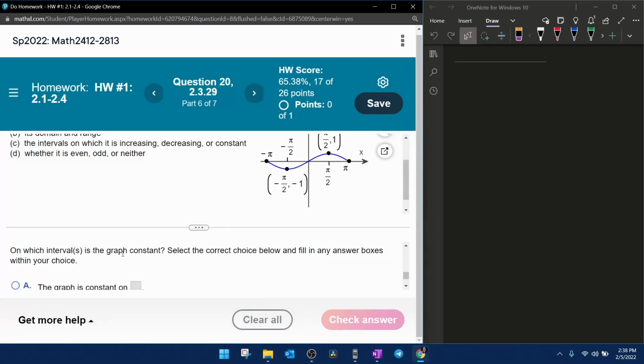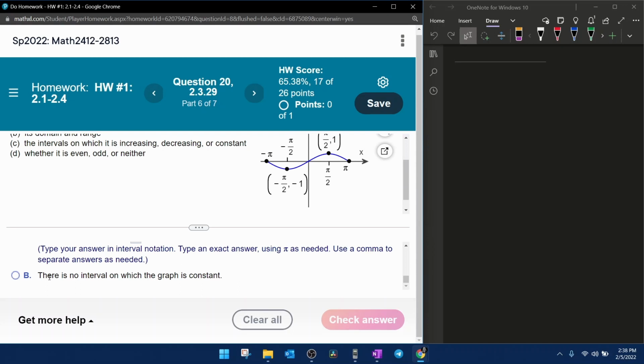On which intervals is the graph constant? Well, this graph has no flat horizontal pieces, so there is no interval where the graph is constant. It's either decreasing or increasing.